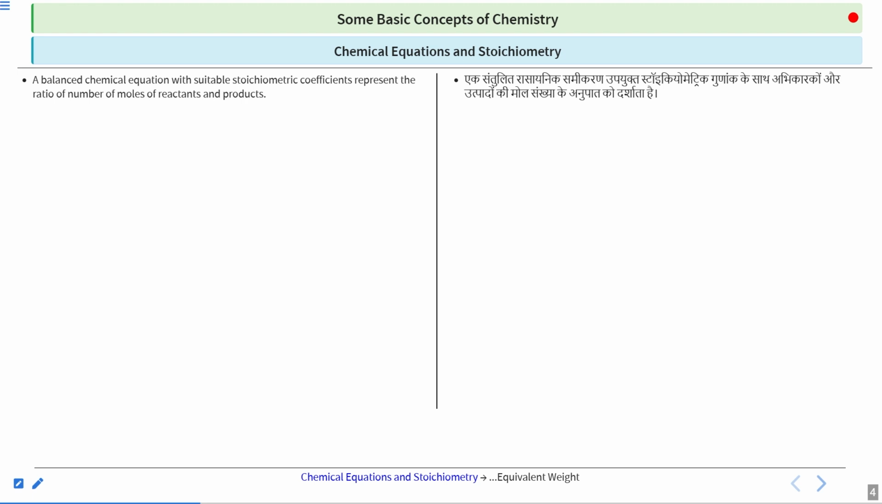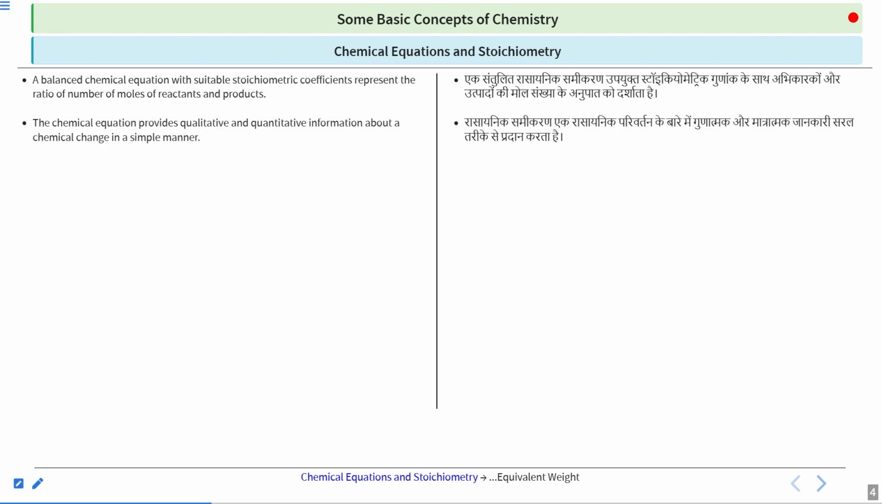So what do you mean by chemical equation? I would more appropriately say a balanced chemical equation. A balanced chemical equation is that equation which has suitable stoichiometric coefficients such that the number of moles of reactants and products is balanced. So that is the thing to be kept in mind.